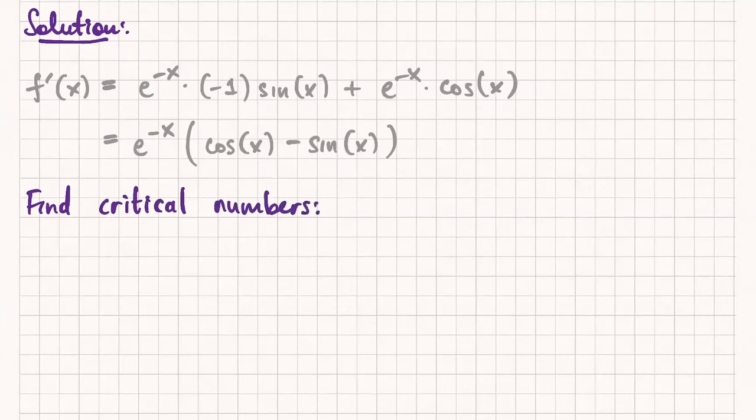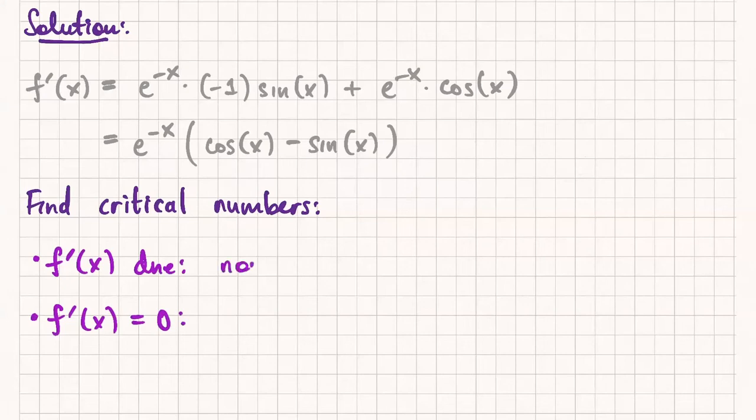Again, two types, right? Where does the derivative not exist? Where does the derivative equal 0? So where does the derivative not exist? Well, none. Again, we've gotten a lot of nones here.